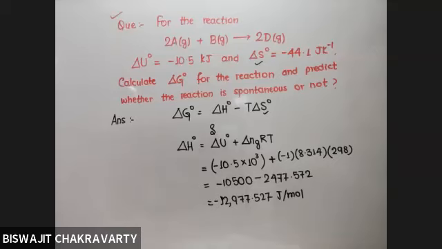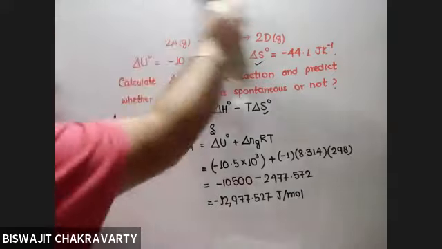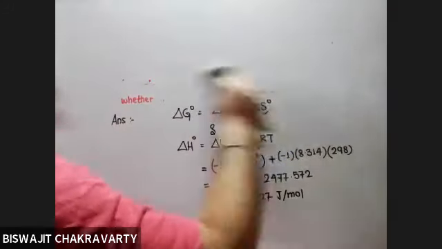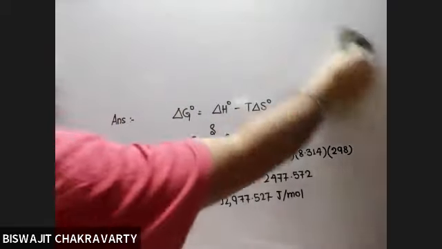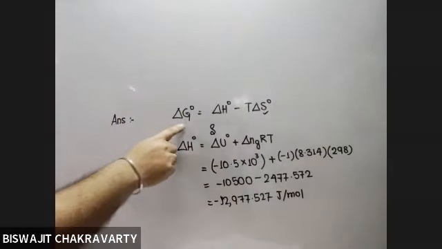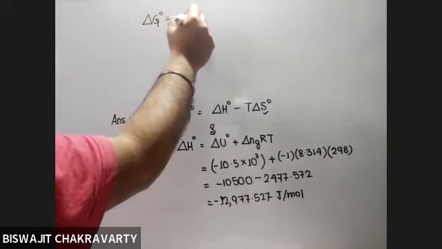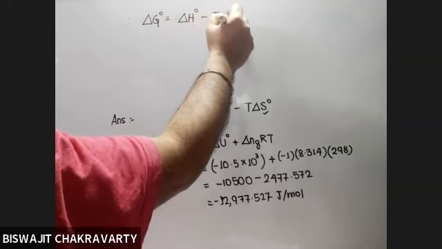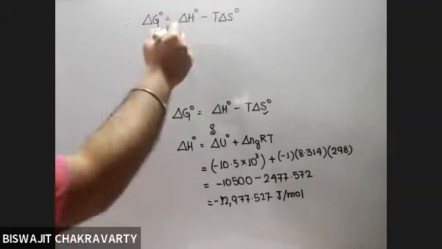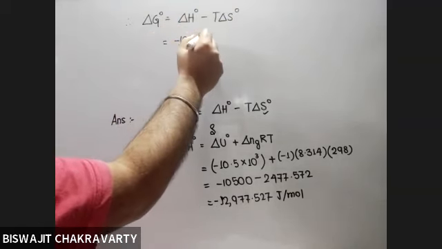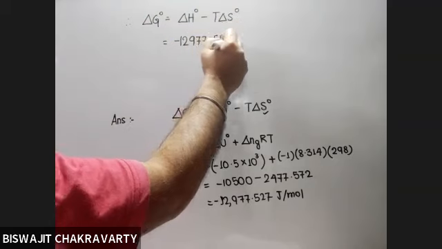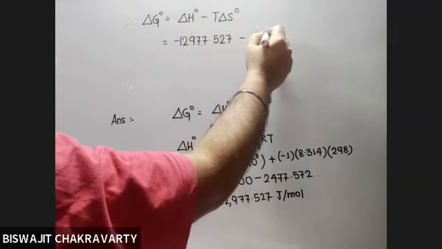Yes, sir. Can I proceed further? Now, delta H degree is known to us. Yes or no? So if delta H degree is known to us, with the help of delta U degree, we have calculated it. Now you can apply this equation. So therefore, delta G degree is equal to delta H degree minus T delta S degree. So delta H degree is minus 12,977.527. Temperature is 298 Kelvin.